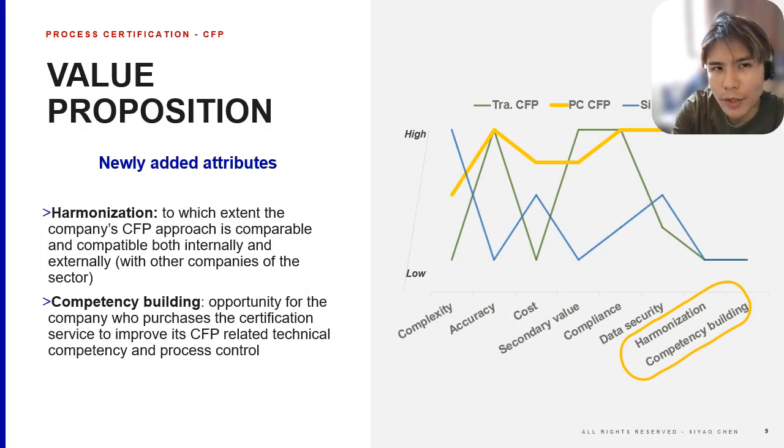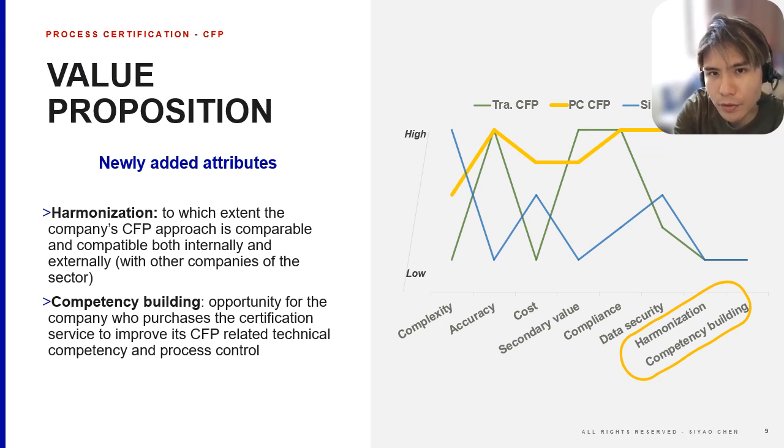We will now make a comparison on the value proposition. To start with, two more attributes have been added to the existing comparison. The first is harmonization, which describes to which extent the company's CFP approaches will be comparable with either internal or external ways to make CFP studies. The second one is competency building. It's the opportunity for the company to improve and streamline their process of making CFP. The result can be seen on the right side of the screen.